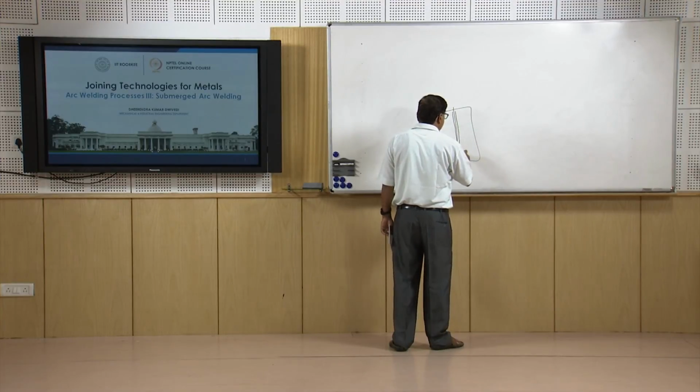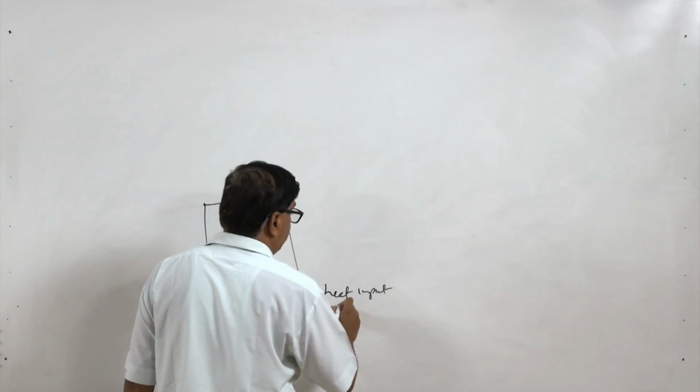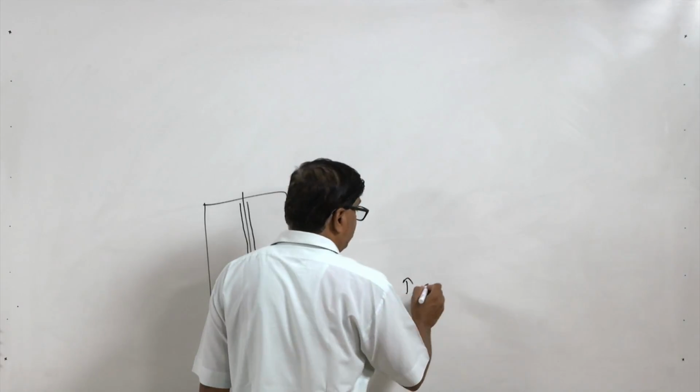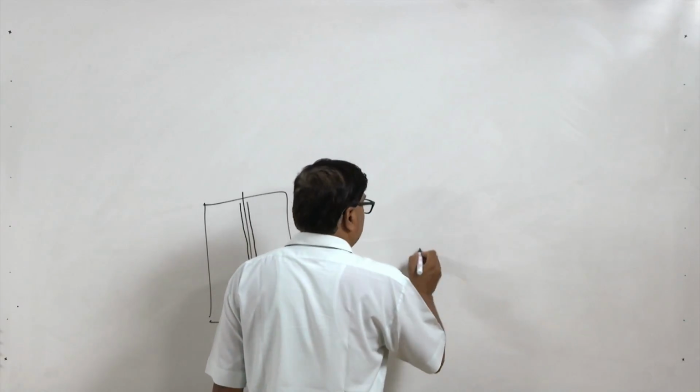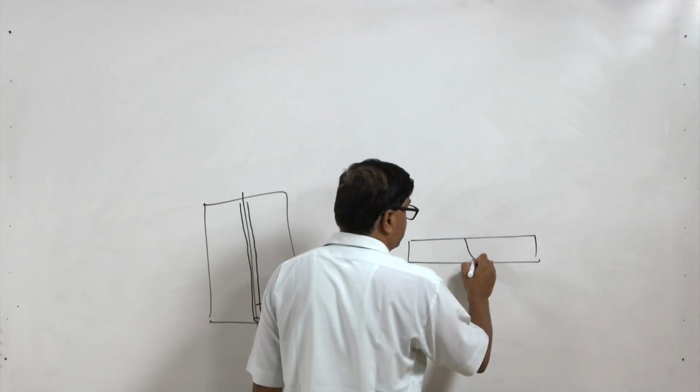Another limitation is that the heat input is very high. The heat input used in the welding process is very high. So, high heat input causes a lot of damage to the workpiece. Say this is the weld.